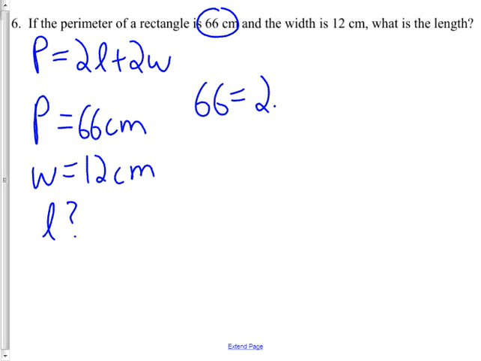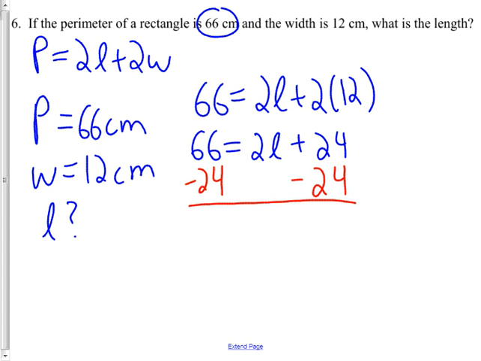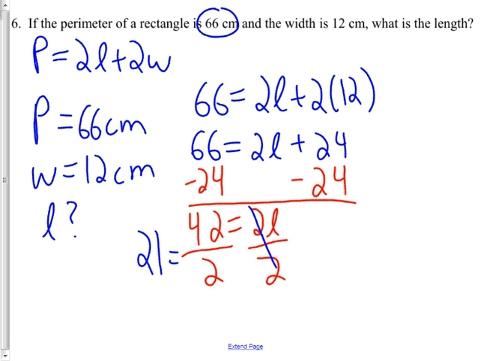66 equals 2L plus 2 times 12. 2 times 12 is 24. So we have 2L plus 24 equals 66. And then we're going to subtract 24 from each side. So 2L comes down equals 6 minus 4 is 2. 6 minus 2 is 4. So 2 times the length is 42. We need to divide by 2. These will cancel out nicely. And we're going to get L equals 21. And again, going back up for our label this time, we've got L equals 21 centimeters.